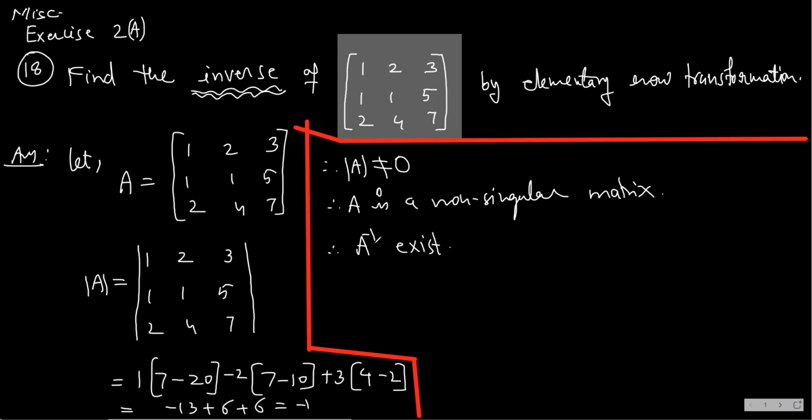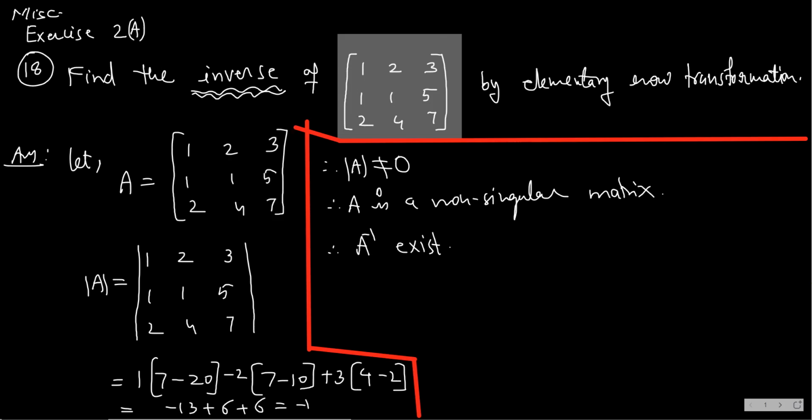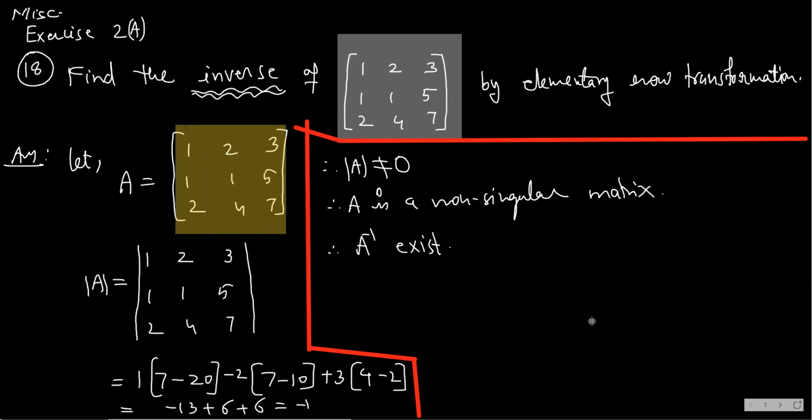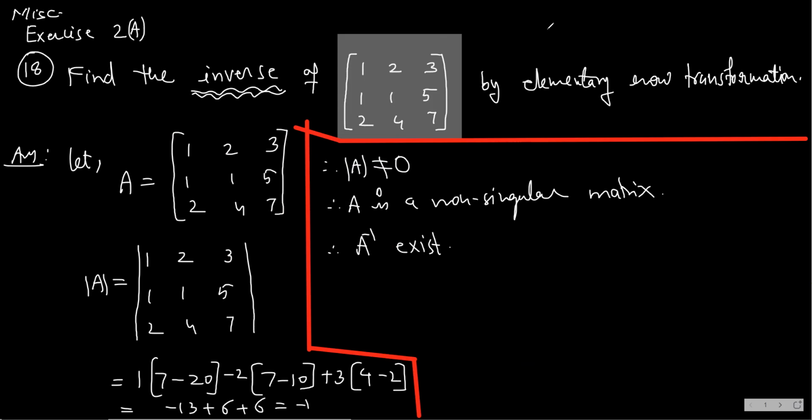So what does that mean? It means that there exists the inverse of this matrix. Okay, there is a matrix which is the inverse of this matrix. So inverse will exist. There will be a matrix which we can call A inverse. We can get this. Okay, why? Because the determinant is not equal to 0.